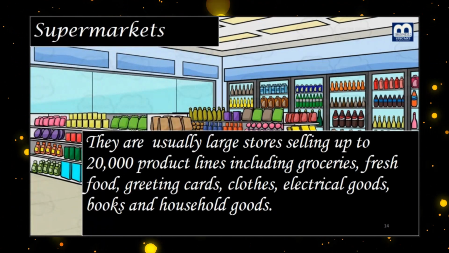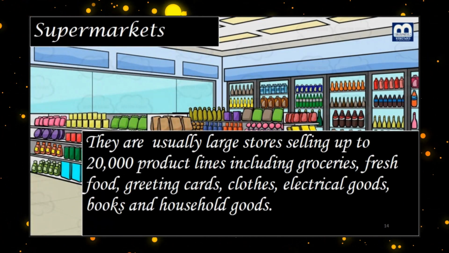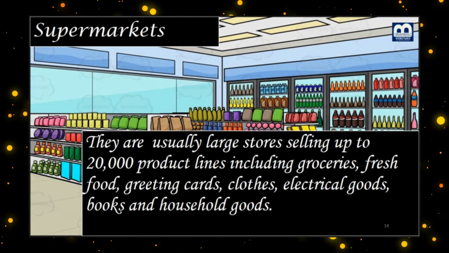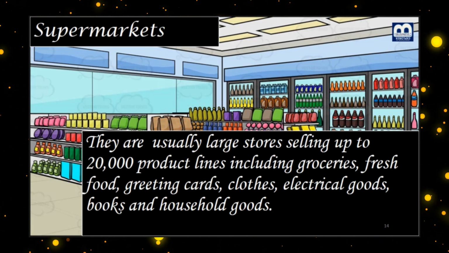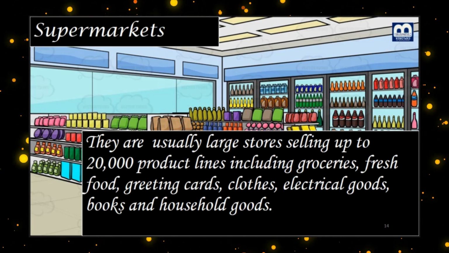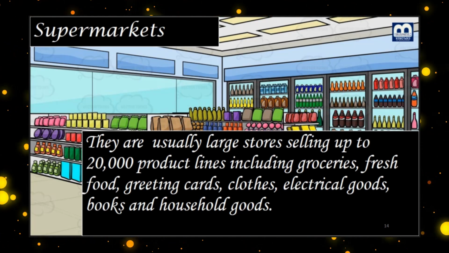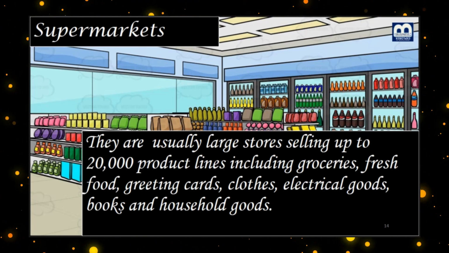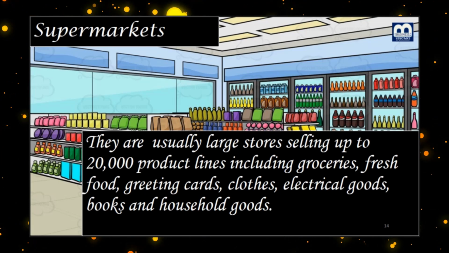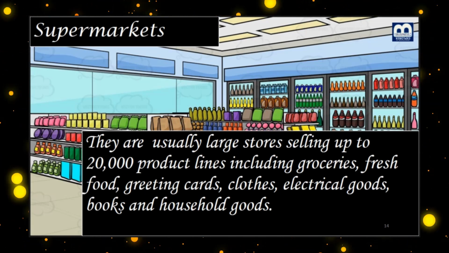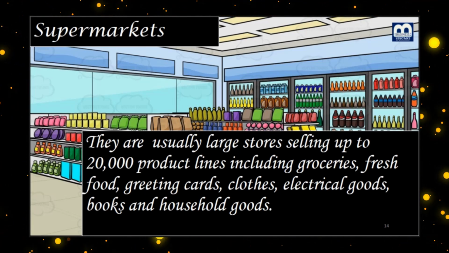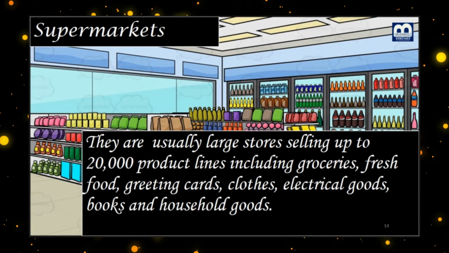Now let's look at what is a supermarket. They are usually large stores selling up to 20,000 product lines including groceries, fresh food, greeting cards, clothes, electrical goods, books, and household goods. They are usually cheaper than the independents because they can afford to buy in bulk from manufacturers. Many supermarkets are located on the outskirts of towns and cities where land may be relatively cheap and more readily available. They usually offer free parking and meet the needs of consumers who prefer one-stop shopping.